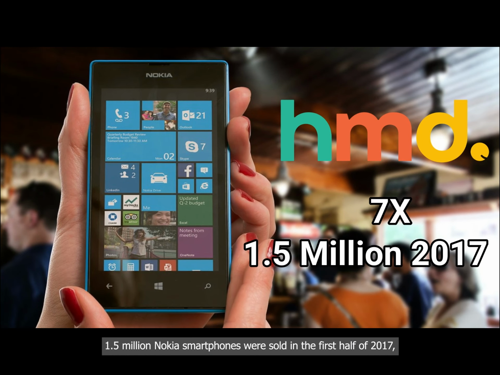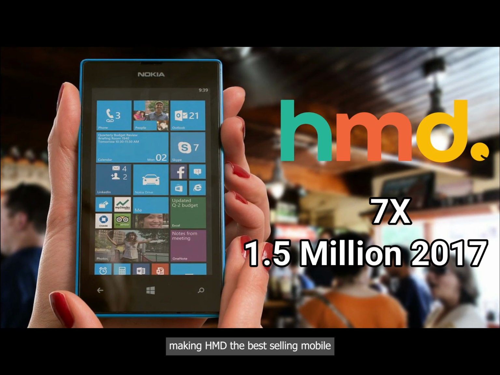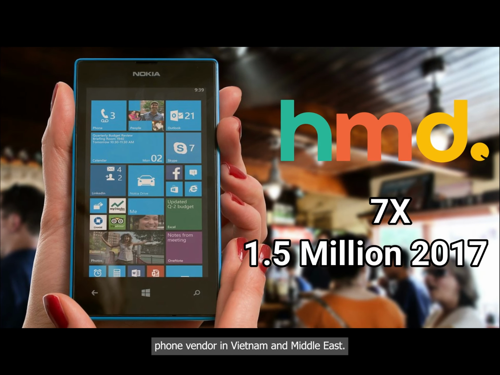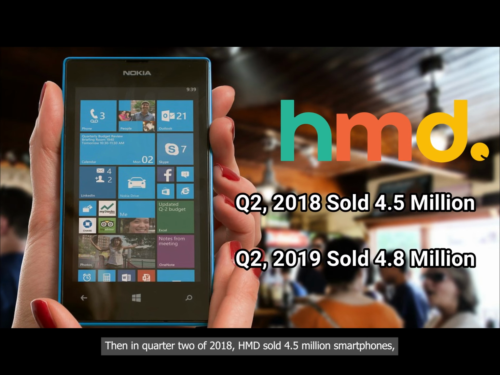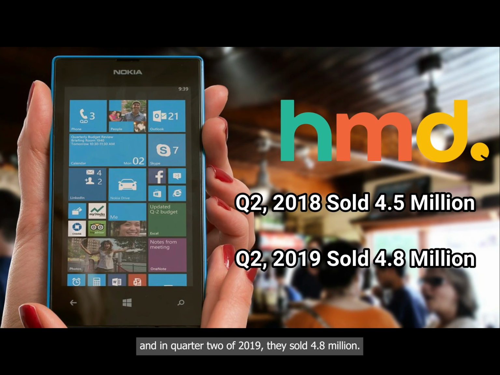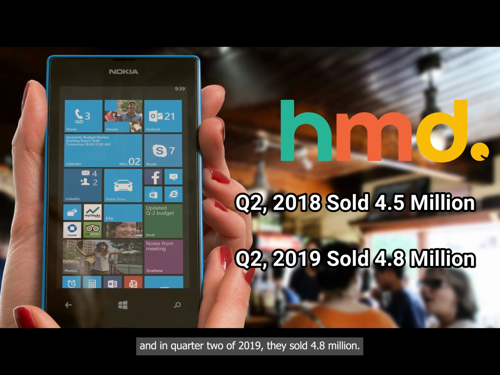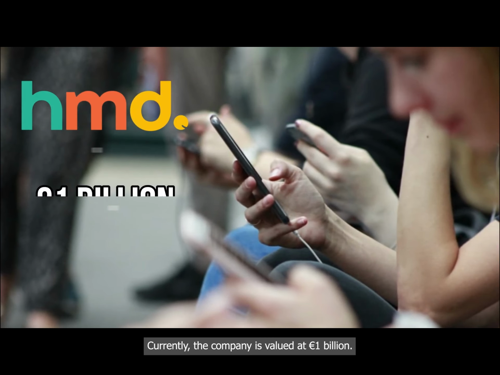1.5 million Nokia smartphones were sold in the first half of 2017, making HMD the best-selling mobile phone vendor in Vietnam and Middle East. Then in Q2 of 2018, HMD sold 4.5 million smartphones, and in Q2 of 2019, they sold 4.8 million. Currently, the company is valued at 1 billion euro.